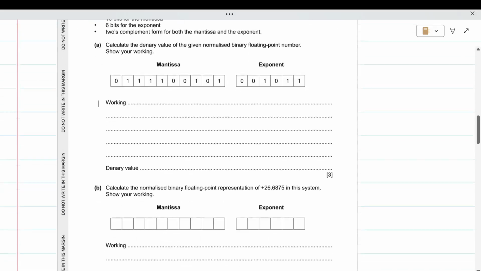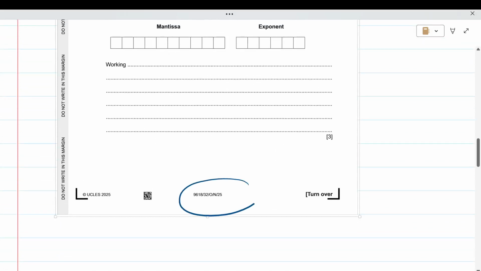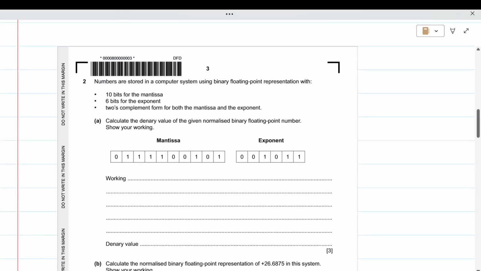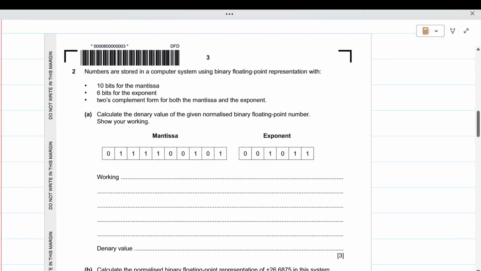And yes, in case you're wondering which paper it is, this is the variant. See for yourself. Now look. Numbers are stored in a computer system using binary floating point representation with 10 bits for the mantissa, 6 bits for the exponent, and 2's complement for both of them.